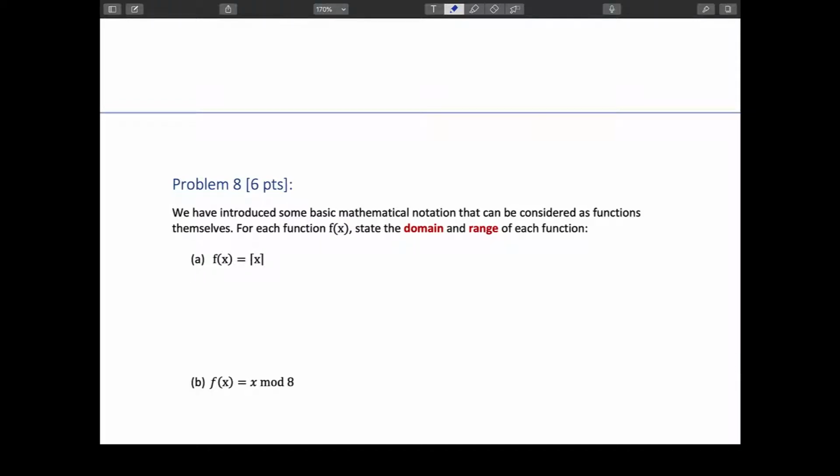Okay, so we want to look at the domain and range of each function. And so we can take the ceiling of any number that we want. So the domain of this is just all reals, right? But what's the range of what that's going to come to?